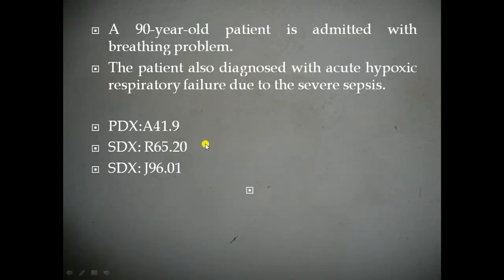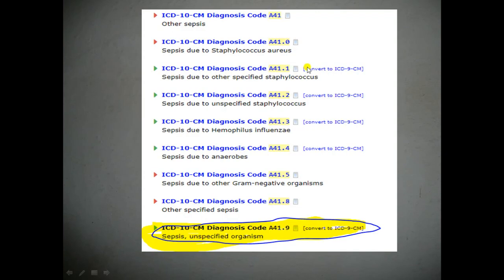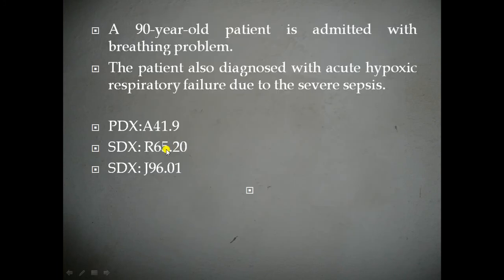Whenever the patient is having severe sepsis with organ failure, we have to assign three ICDs. One is the sepsis due to the causal organism, whatever it is. If we don't have that, we have to code the unspecified organism sepsis, A41.9. If there is a causal organism, we have to assign that appropriate ICD. Then we have to code the severe sepsis ICD, that is R65.20, and along with that we have to code the organ failure ICD also. In this scenario we have respiratory failure, so I am coding that one. Like this, appropriate ICDs we have to code.